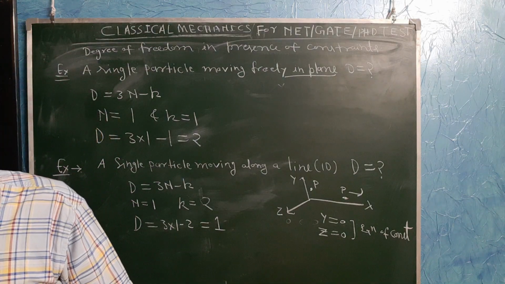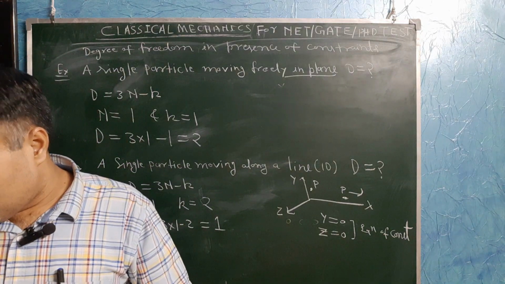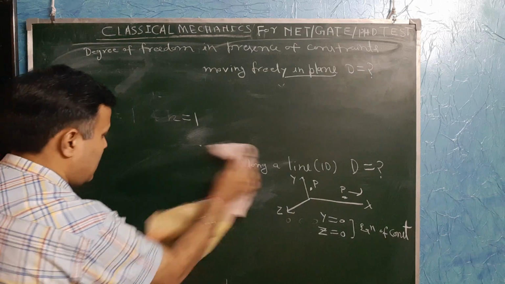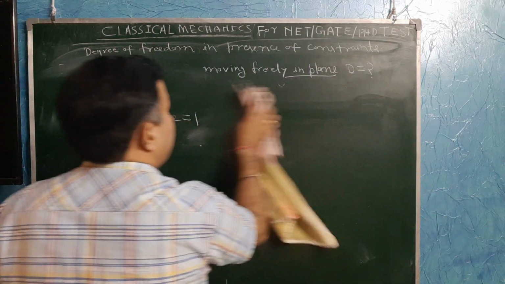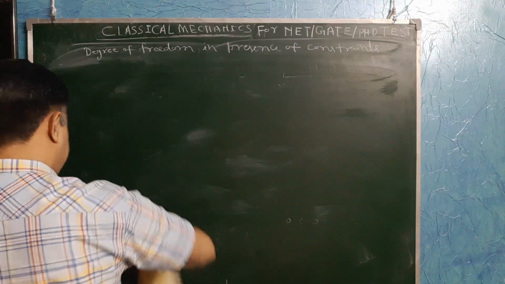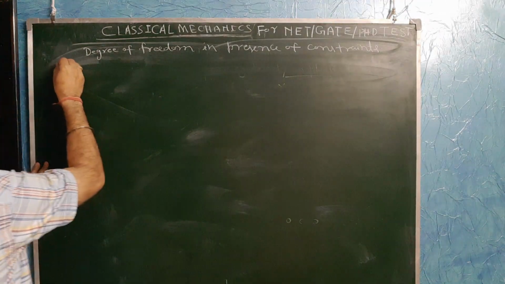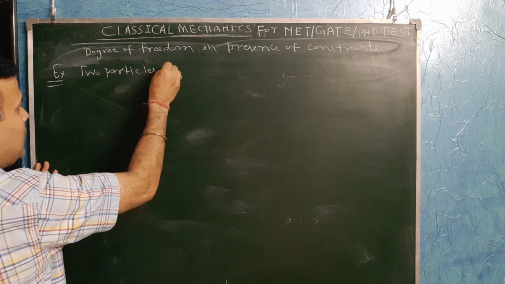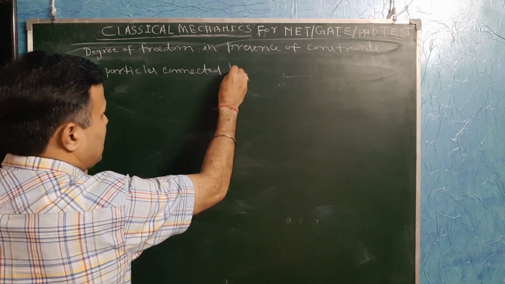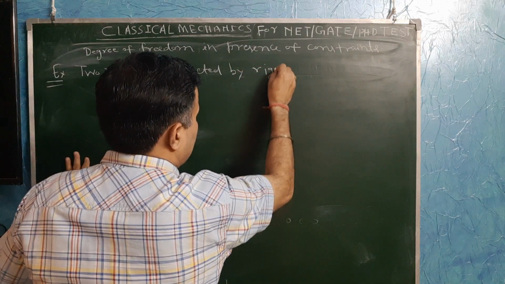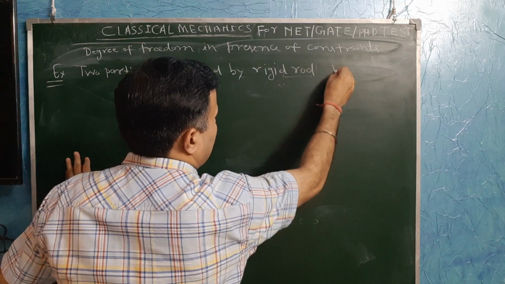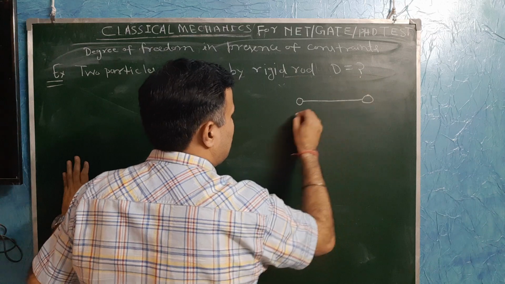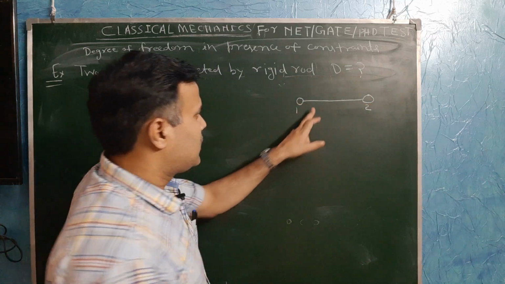Next we have another example. Two particles connected by rigid rod moving freely in space. Now we have another example. Two particles connected by rigid rod, what is the degree of freedom? What is the degree of freedom? This is particle 1, this is particle 2. Let's say this is 1, this is 2. This is connected by rigid rod.